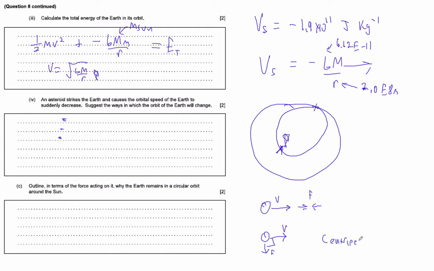I think one of the marks is to say that this force is provided by the force of gravity, and that it causes a centripetal acceleration. Anyway, good luck.